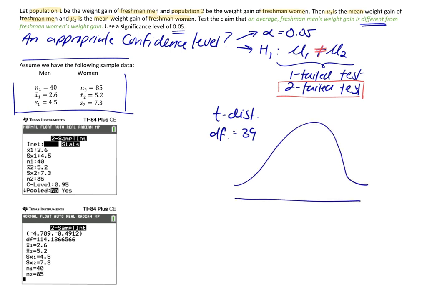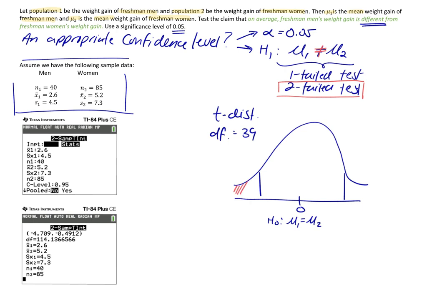Going back to what I was saying before, let's take a look at this t-distribution for a two-tailed test. At the center of this distribution is the null hypothesis claim. The null hypothesis claim is that mu1 is equal to mu2. And if mu1 is equal to mu2, then if men's mean weight gain and women's mean weight gain are the same, we expect that when we subtract to see a difference, that difference is going to be 0. Two-tailed test means that we have a critical region on the left tail and a critical region on the right tail.